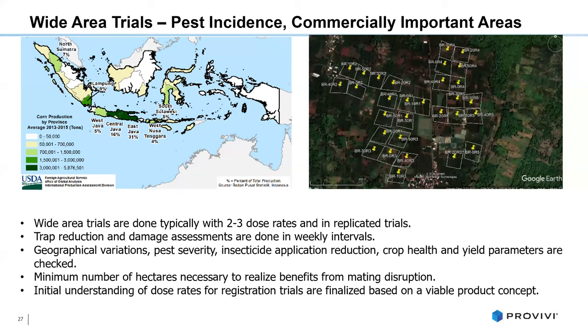So we need to get into farmers' agreements with so many different farmers, let them know what this technology is all about, and help them understand that this is going to show a lot of benefits for managing fall armyworm. We also need to understand how many hectares is the minimum plot size necessary to realize the benefits from mating disruption.